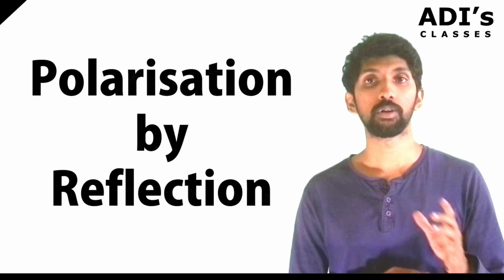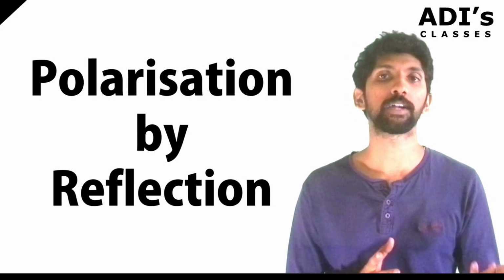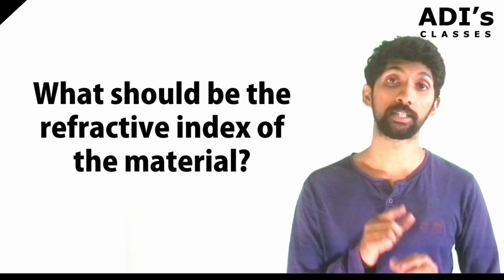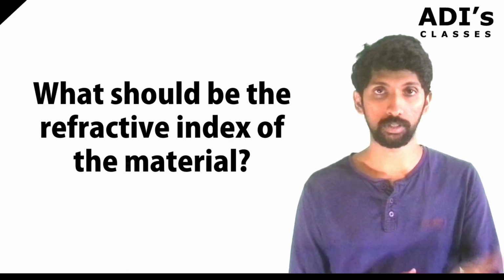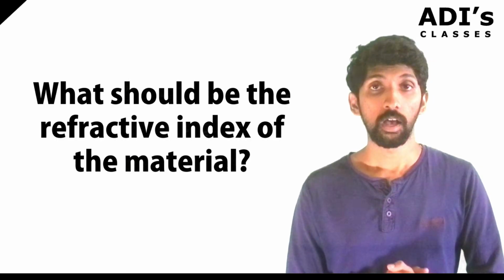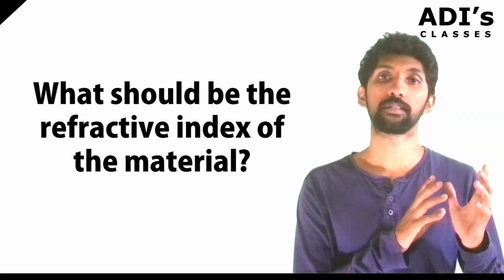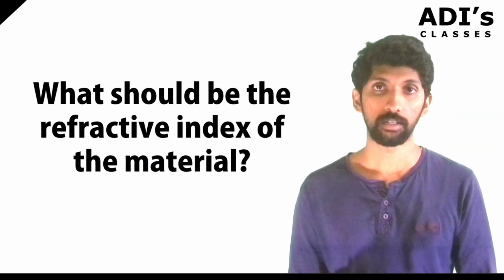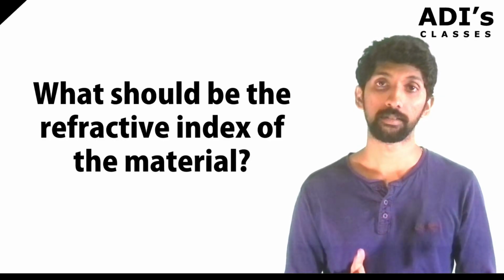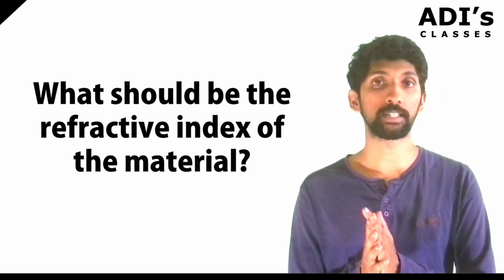So what should be the refractive index of the material for polarization to happen? Then what should be the angle? The angle we got to know has to be the polarizing angle. But is it constant for every material medium? No, obviously not, right? So how are these two related? In the next video you will see how these two are related. We have a law based on this.